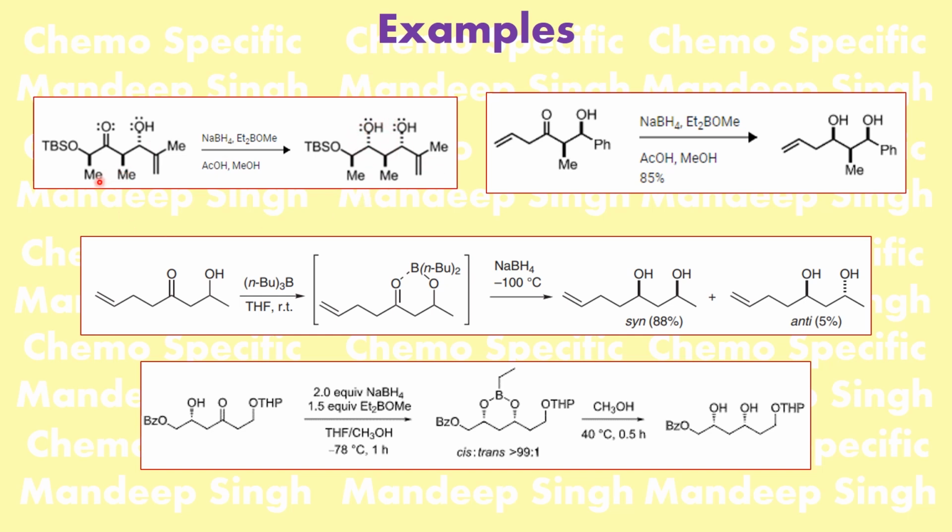You can clearly see there is already a stereo center present in the molecule. So during this reduction process, these stereo centers have no impact on the new stereo center that is generated. Okay, because the stereochemistry that we get at the end of this particular reaction is syn. So both of them are syn.